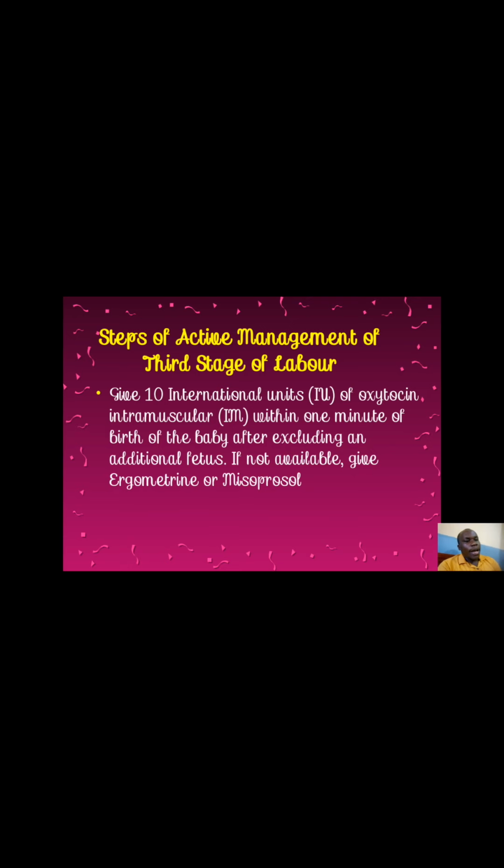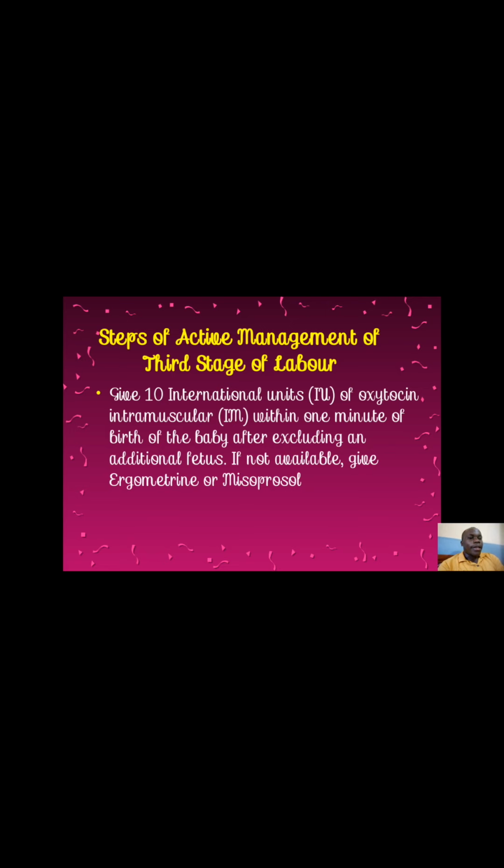Na kabla ya kumpa lazima upalpate kwenye abdomen ya mama kuona kwamba je, kuna mtoto mwingine au hapana, kwa sababu ukimpa kama kuna mtoto mwingine unaweza pia ukasababisha uterine inversion, precipitate labor, lakini pia ukasababisha hyper contraction ambayo inaweza kusababisha fetal death, kwa sababu unaweza kusababisha kitu tunakiita ile compression of the umbilical cord due to strong contraction na mtoto asipate oxygen.